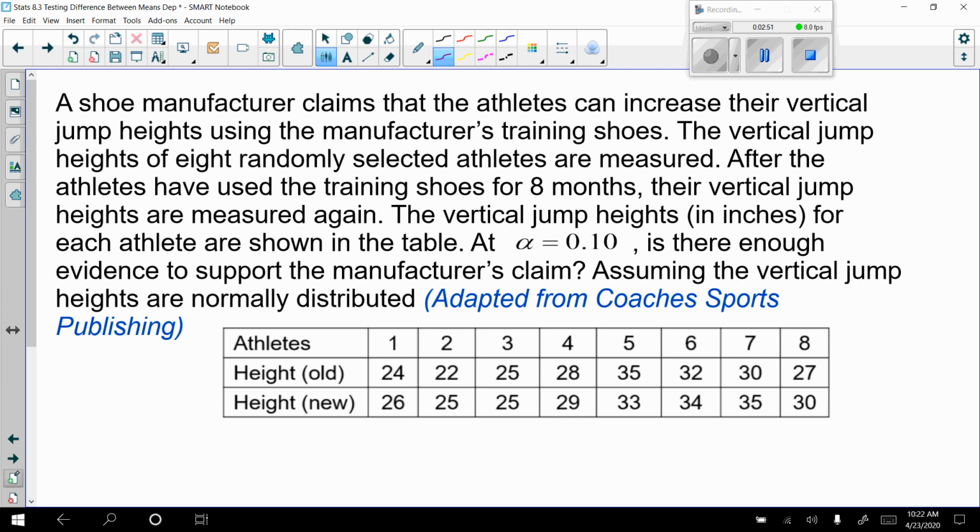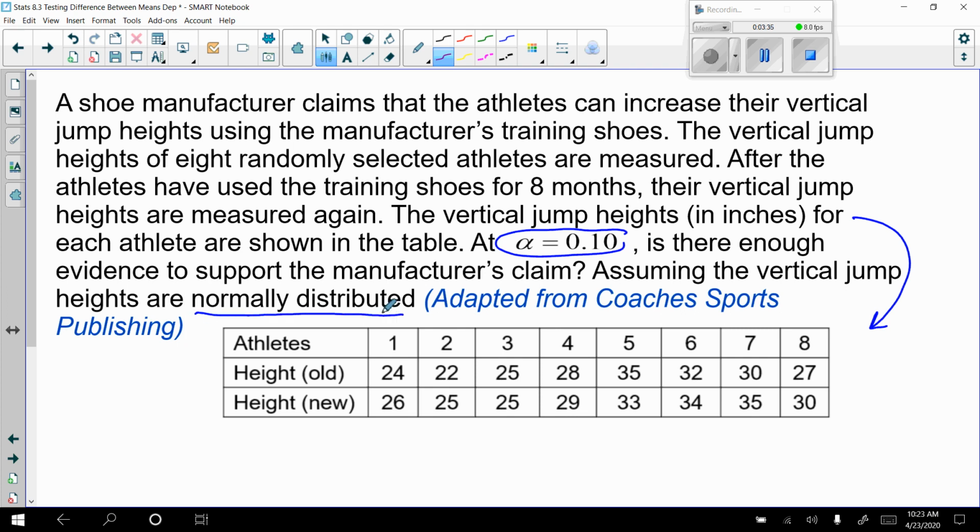A shoe manufacturer claims that athletes can increase their vertical jump heights using the manufacturer's training shoes. So if they use the training shoes, they should be able to jump higher than when they weren't using the training shoes. The vertical jump heights of 8 randomly selected athletes are measured, and after the athletes have used their training shoes for about 8 months, they check their vertical heights again. And then the vertical jump heights are shown in the table below. Using an alpha level of 0.1, we're going to decide, is there enough evidence to support the manufacturer's claim that their vertical heights increased? Okay, we're supposed to assume the vertical heights are normally distributed.